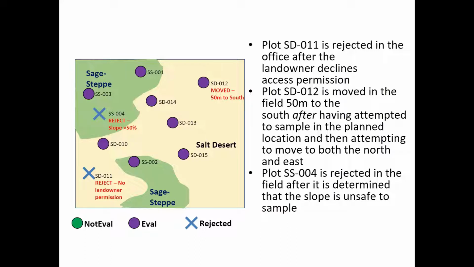In this case, as the crew worked their way through the points, they had a few complications. Before the field season even started, the crew rejected SD11 because they would need to pass through private land to access it, and the landowner has declined to let them. Then, when sampling SD12, they needed to use the movement protocol. They noted the move when sampling the plot. Finally, when they tried to get to SS4, they were unable to because the slope was greater than 50%. That means that they now need 2 points to make up for the rejections, one in Salt Desert to replace SD11, and one in Sage Steppe to replace SS4.